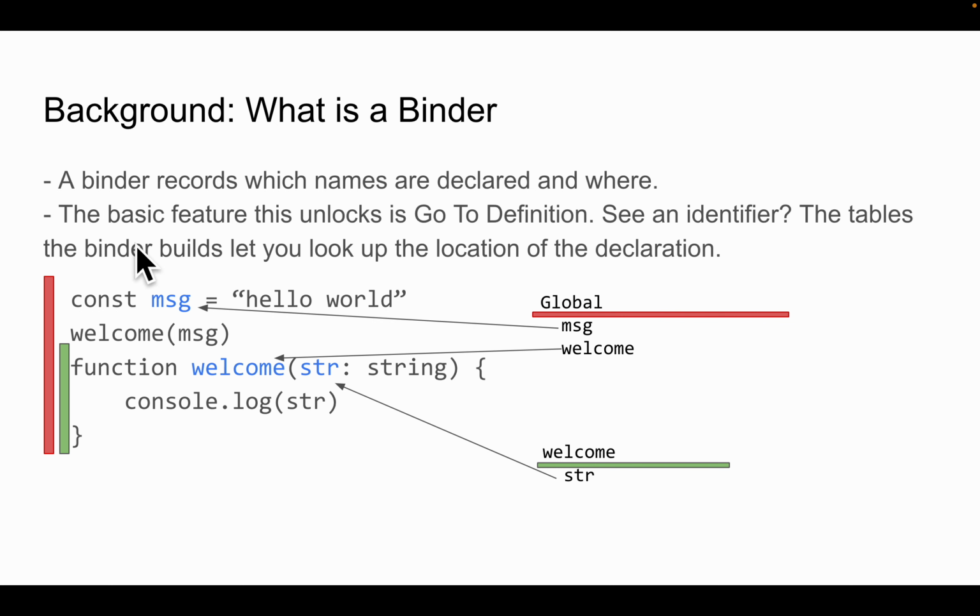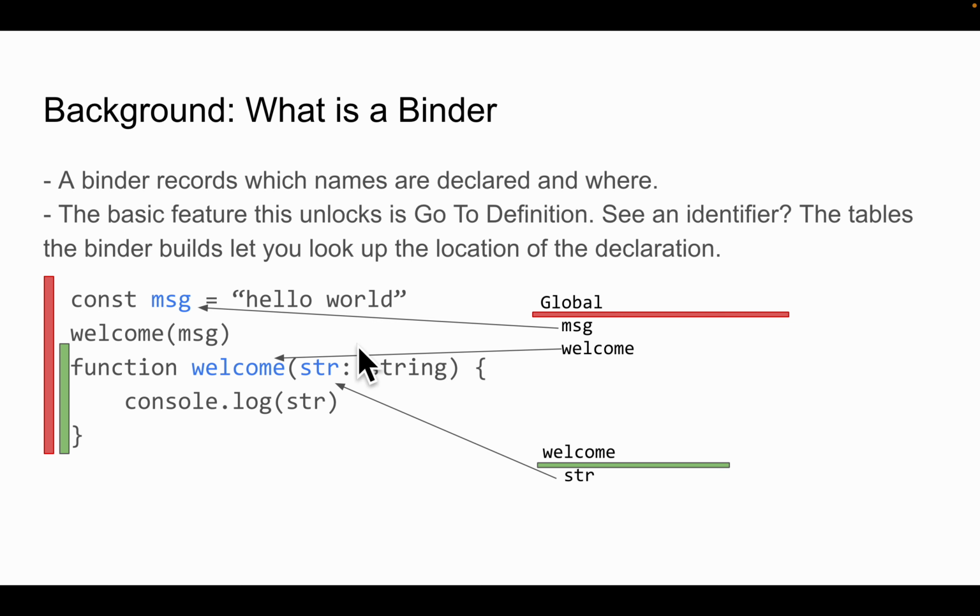So let's walk through and see how it actually works. In this first statement, const message equals hello world, that's a declaration. So the binder will put msg into the global scope, and it'll map the string msg to this node here. That's a declaration node. The next statement you hit is going to be welcome message. That's a function call, not a declaration, so nothing happens, it's just skipped. The next statement is function welcome, which is a declaration. So the string welcome maps to this node in the parse tree.